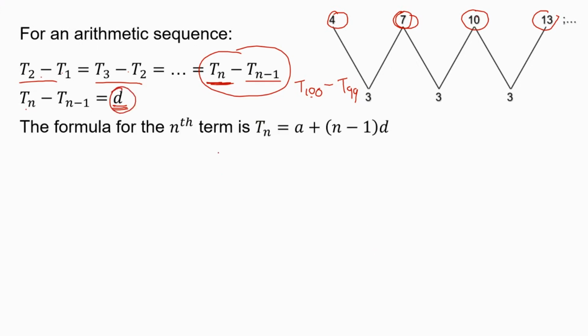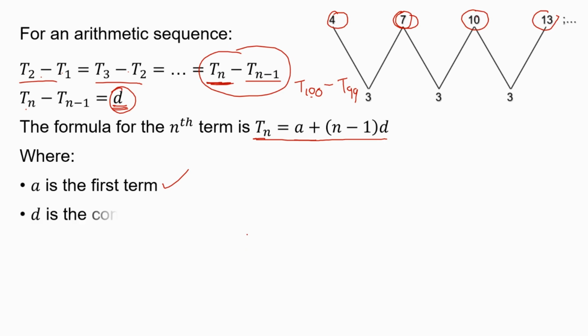The formula for the nth term, that is Tn, is equal to a plus (n minus 1)d. Right? This is the formula that we use for arithmetic sequences, where a is the first term of the sequence, and then d is the constant difference: T2 minus T1, T3 minus T2, T4 minus T3, like that.